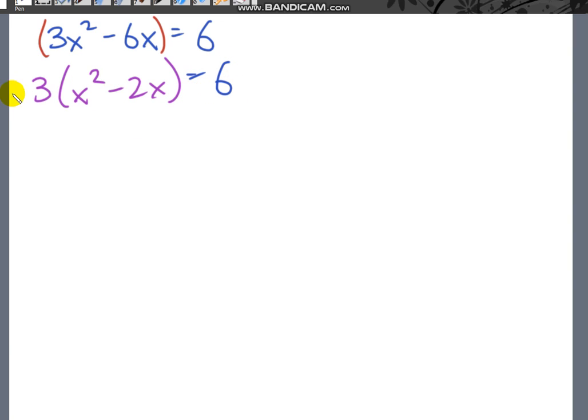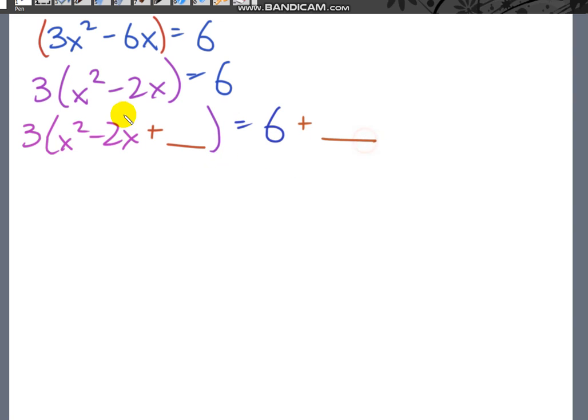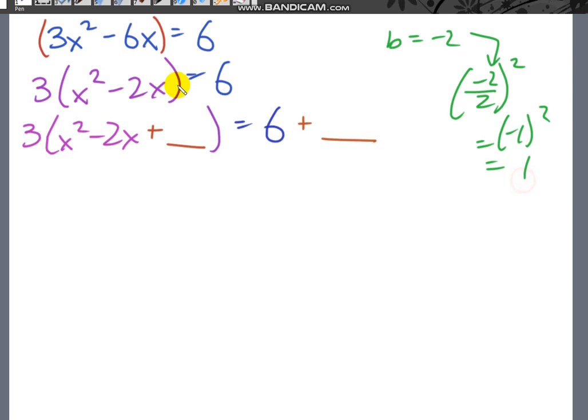Okay. Next, in completing the square, what we need to do is create blanks. 3 times x squared minus 2x plus blank, and this equals 6, and then plus another blank, right? Take our b term here. b is negative 2. Calculate negative 2 divided by 2 squared, because b divided by 2 squared, and that's going to be negative 1 squared, and that is 1.